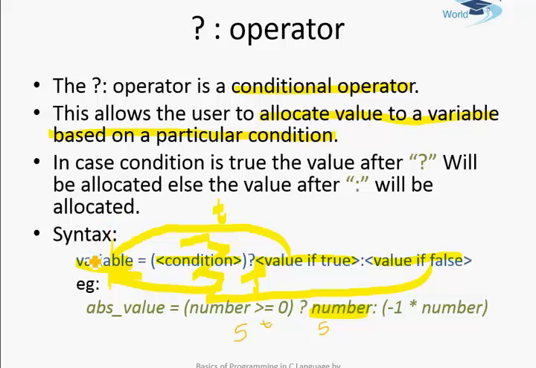In case the number is -5, now what will happen? This will compare this condition, and this condition will turn out to be false because -5 is not greater than or equal to 0. Number will not be allocated, but rather this statement would be executed, which is -1 into number. So -1 into -5 would be equal to 5. So this value will be allocated to the absolute value. So again the absolute value will be equal to 5.